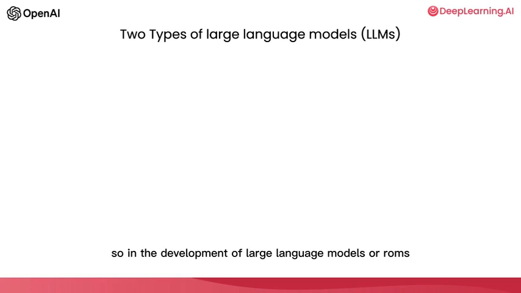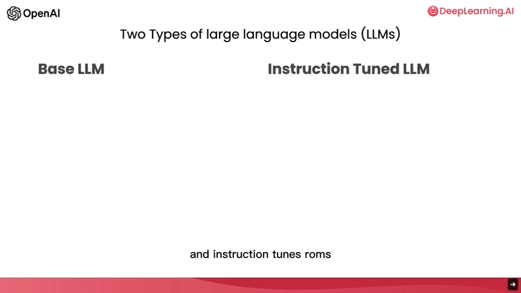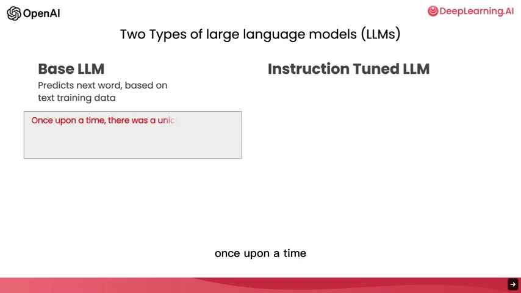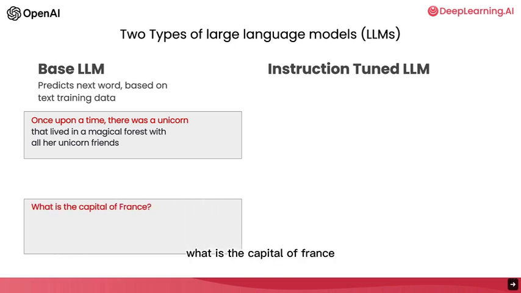So in the development of large language models, or LLMs, there have been broadly two types of LLMs, which I'm going to refer to as base LLMs and instruction-tuned LLMs. A base LLM has been trained to predict the next word based on text training data, often trained on a large amount of data from the internet and other sources to figure out what's the next most likely word to follow. So for example, if you were to prompt this, "Once upon a time there was a unicorn," it may complete this, that is, it may predict the next several words are "that lived in a magical forest with all unicorn friends."